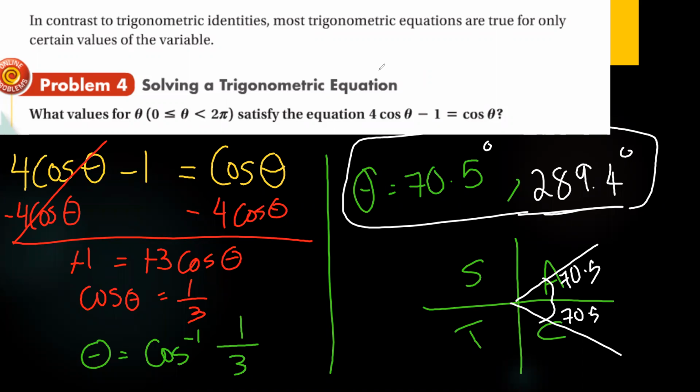Okay, teacher. Is it clear? Yeah, teacher, we chose quadrant 4 because the cosine is positive, right? Oh, yes. Okay, thank you. Is it clear? Yes, teacher. Yes, teacher.